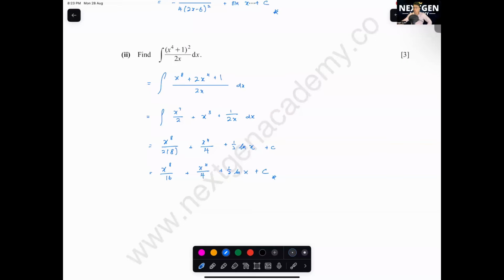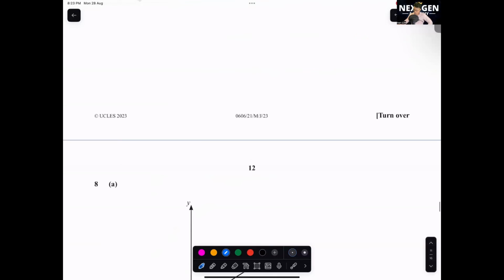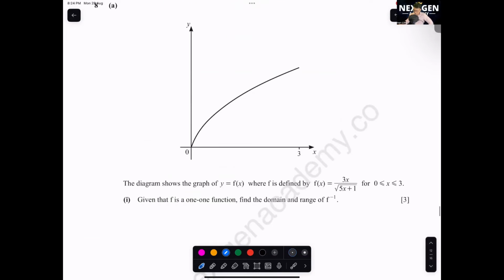Okay, let's go to question 8. The diagram shows a graph of y equals f(x), where f(x) is 3x over square root of 5x plus 1, where x is from 0 to 3. Given that f is a one-to-one function, find the domain and range of f inverse.